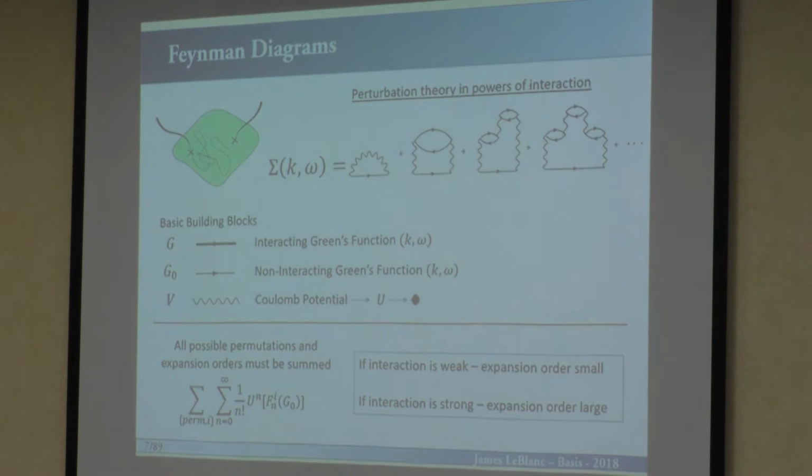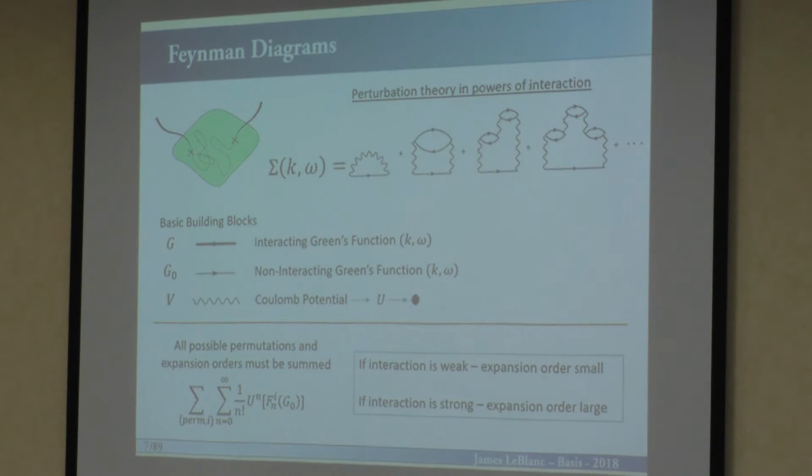OK. So Feynman diagrams are a tool which allow us to write out perturbative expansions. And we can write out a perturbation theory in powers of an interaction. And here I've drawn a series of diagrams which form a subset which includes some ladder diagrams. Okay? And I've attached them to some object called sigma, which I'll describe in a minute.